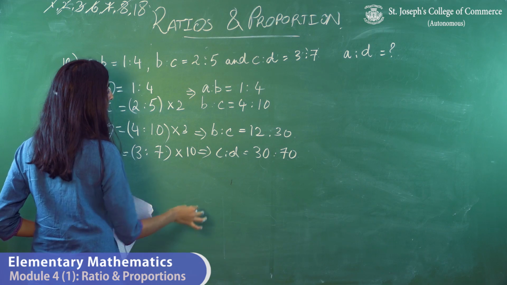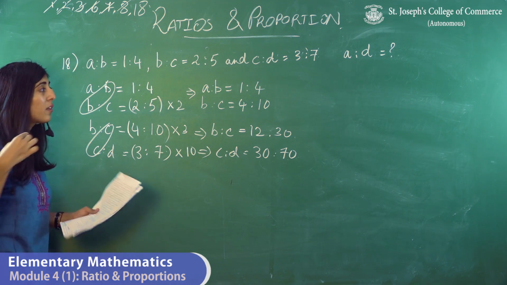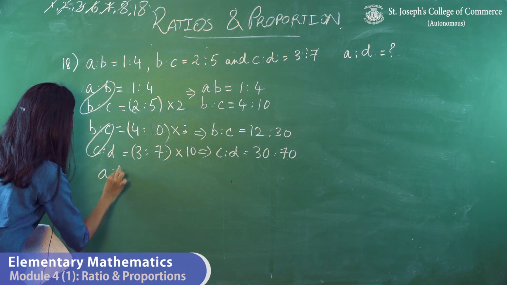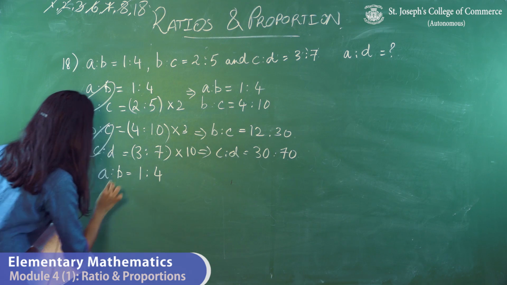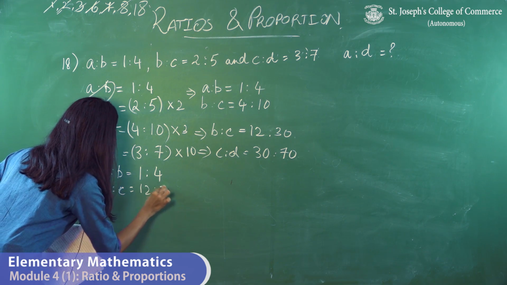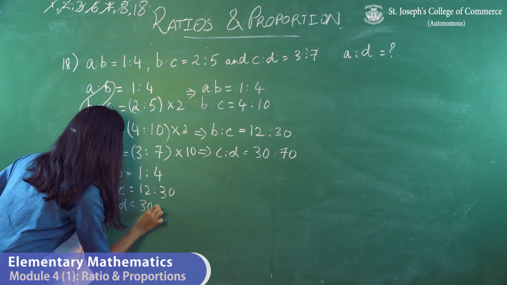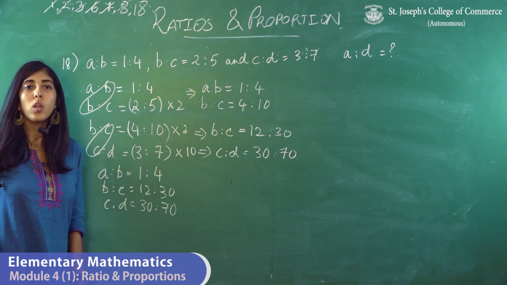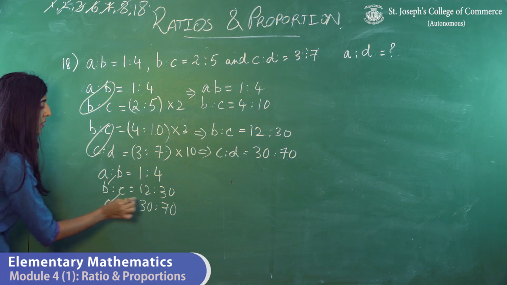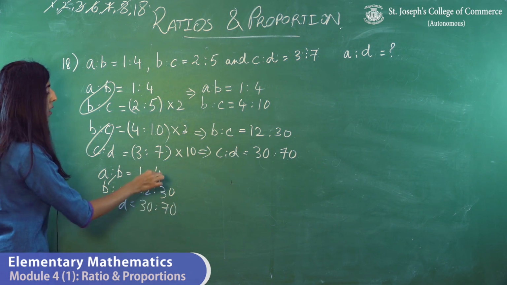Now that the C's are equal, you can notice that B over here and B over here are different again. Because now, if I write all three together, I'll write A is to B is equal to 1 is to 4, B is to C is equal to 12 is to 30, and C is to D is equal to 30 is to 70. The goal is to equate the B's and the C's because they're common. If you notice, the C's are equal because they are 30 and 30, but the B's are not equal because this is 12 and this is 4.